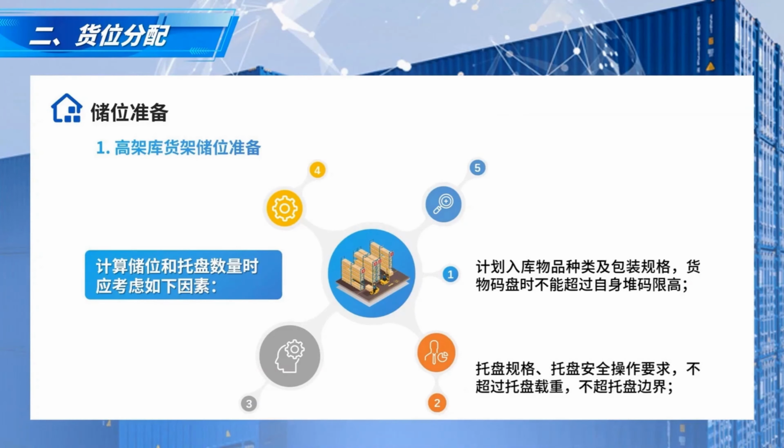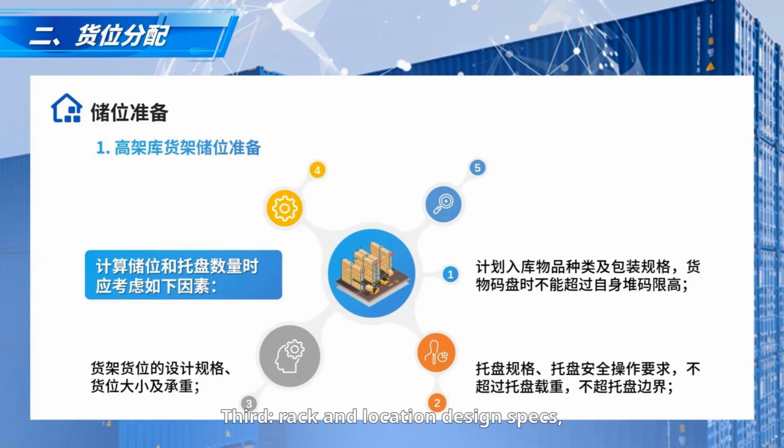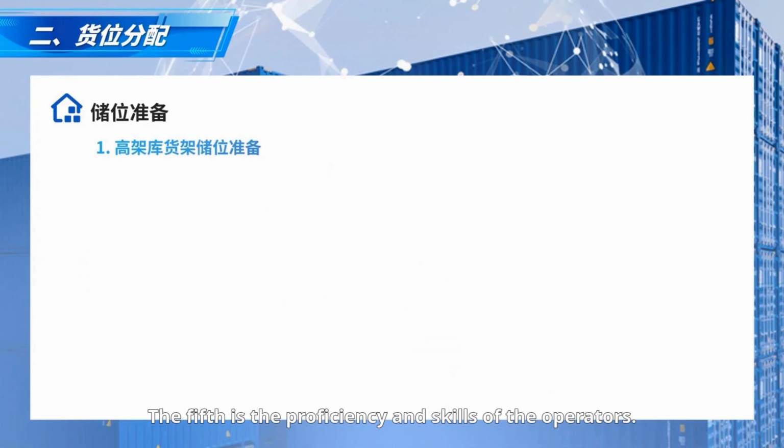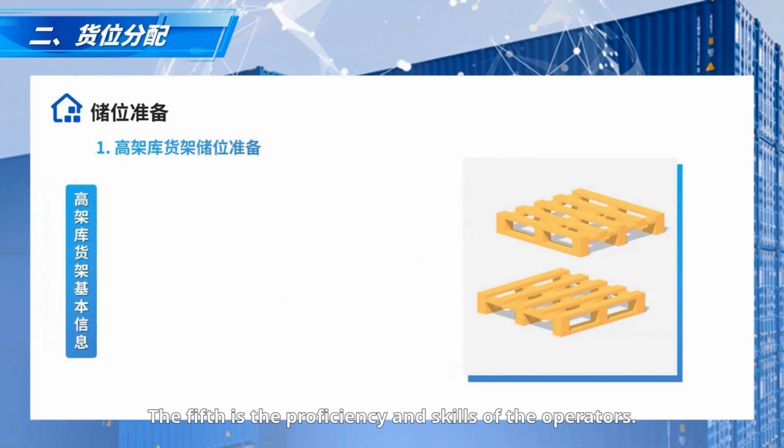Second, pallet specs and pallet safety: don't exceed load capacity, and don't exceed pallet boundaries. Third, rack and location design specs, size and load capacity. The fourth is that forklift operation requires a safe operating distance. The fifth is the proficiency and skills of the operators.